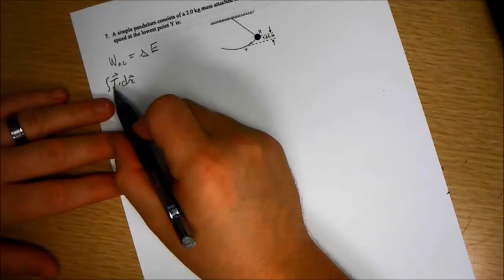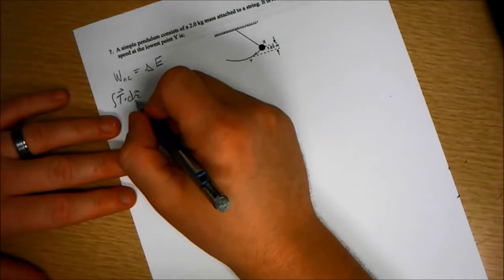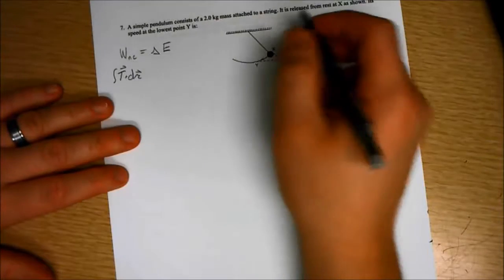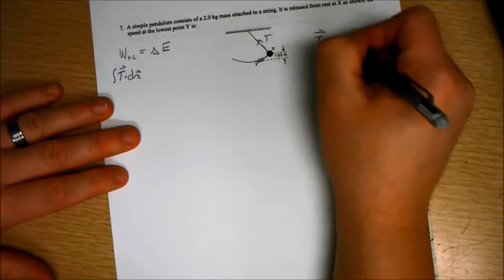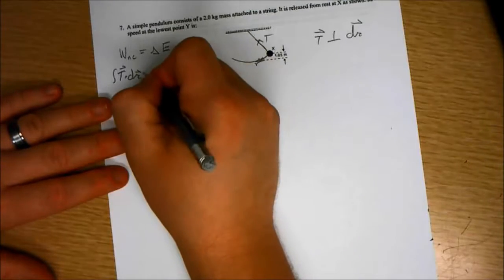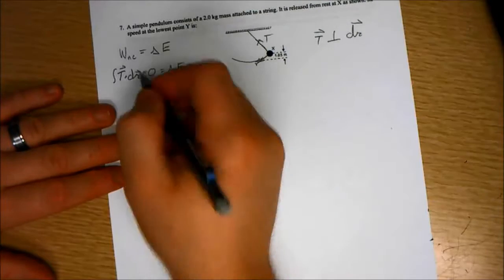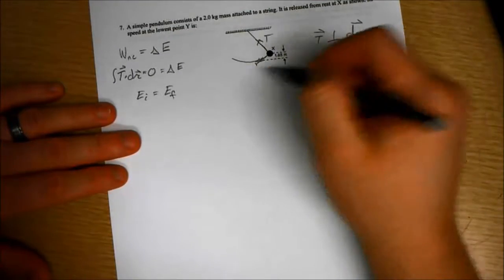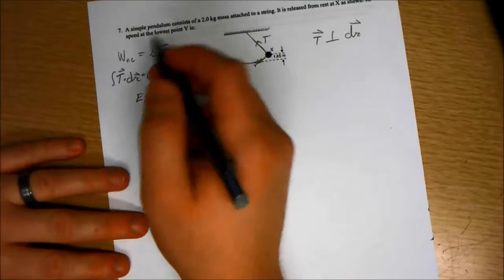So the dot product between the tension and the displacement. Is tension constant? Well, who cares? Because tension is always going to be perpendicular to any element of the displacement. So the work must equal 0. That equals the change in energy. So the initial energy equals the final energy. By the way, I should go back and say there's no collision or anything here, so your mind should immediately go to energy conservation.